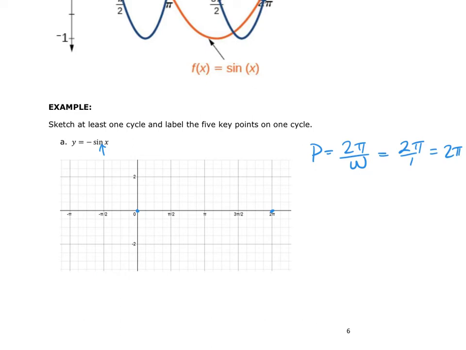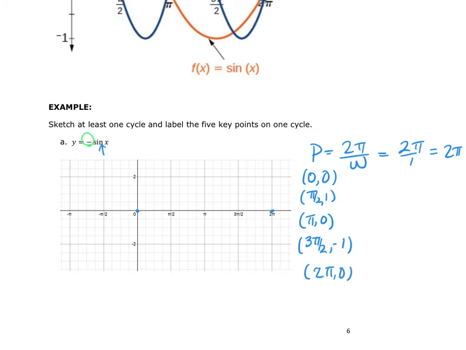Now, I know that my key points should be, let me just list my key points. It should have been 0, 0. These are my key points. And then it would have been pi over 2, comma 1. And then pi, comma 0. And then 3 pi over 2, comma negative 1. And then my last key point should have been 2 pi and 0.